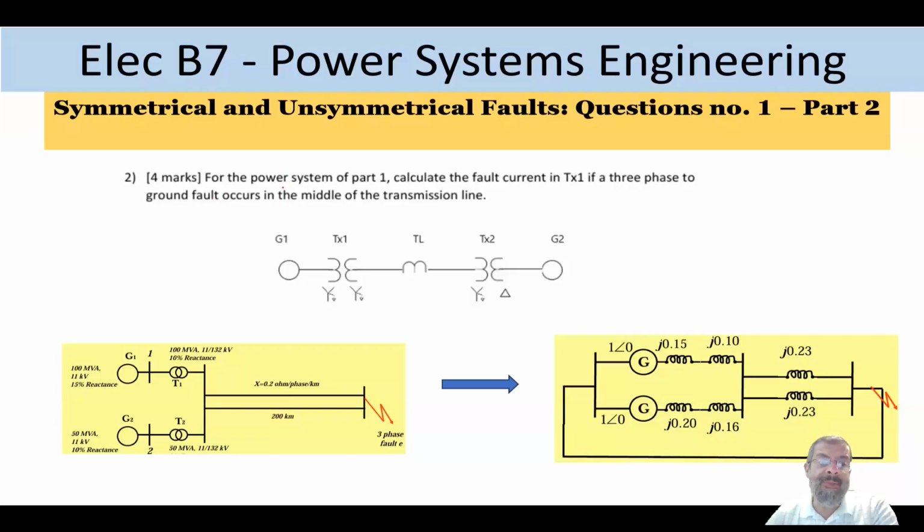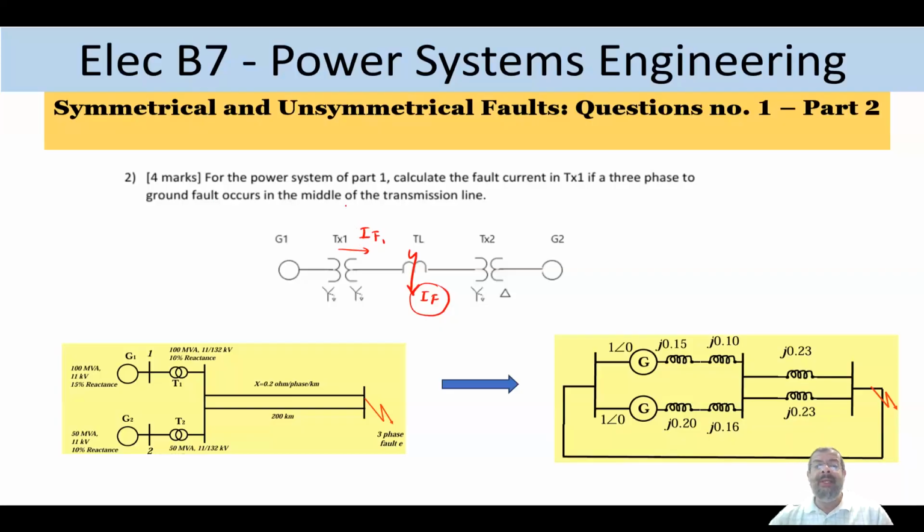So here it says that for the power system of part one, so it means the question that we solved, which is part one, calculate the fault current in TX1. So we want to see if a three-phase to ground fault, a symmetrical fault, happened in the middle of the transmission line. So if I have a fault here in the middle, this is my fault current. I want to know how much of this fault current will go from this side, from transformer 1.